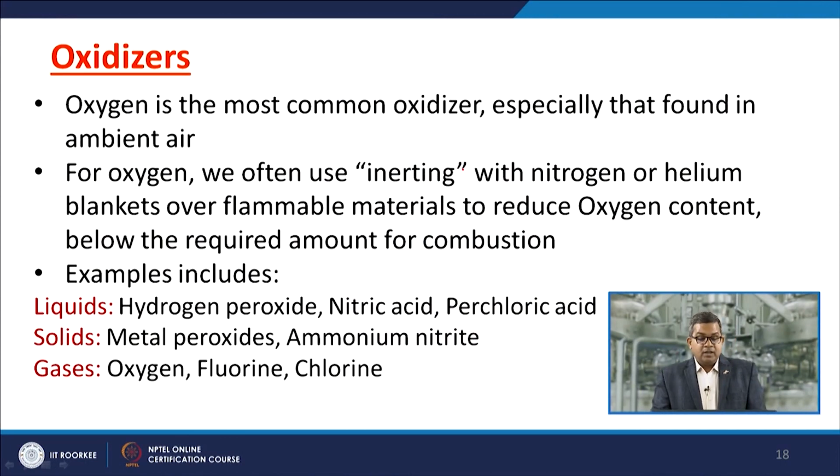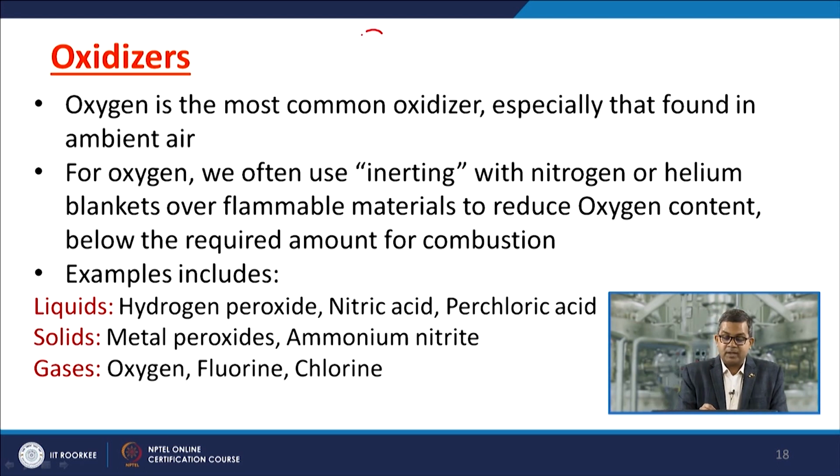Once you characterize the fuel, then the oxidizers. Oxygen is the most common oxidizer, especially that found in ambient air. Now, why are oxygen or oxidizers important? Suppose we wish to extinguish the fire, and sometimes it is not possible to cordon off oxygen. Then we should dilute the fuel concentration in such a way that the essential amount of oxygen required as per the stoichiometric requirement is on the lower side. So for oxygen, we often use inerting with nitrogen or helium blankets over the flammable material to reduce the oxygen content, or to cordon it off from the fire. So the oxygen content should be below the amount required for combustion.